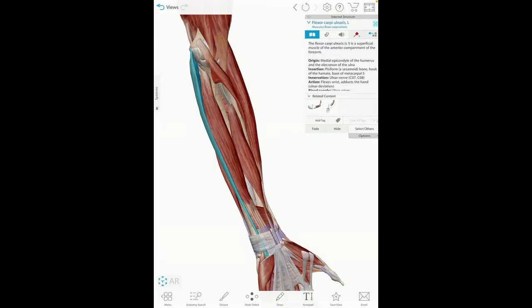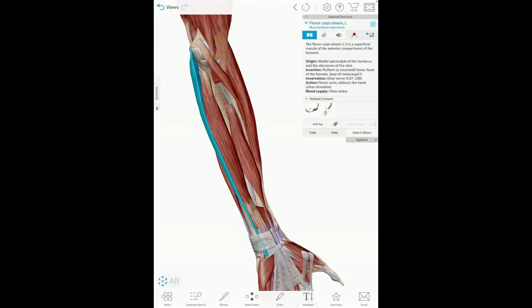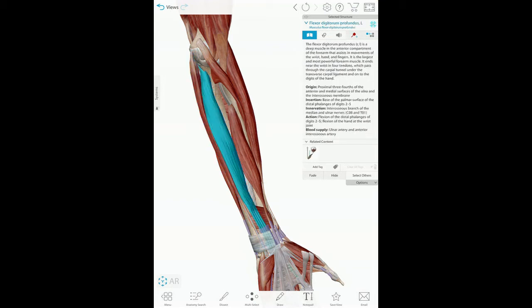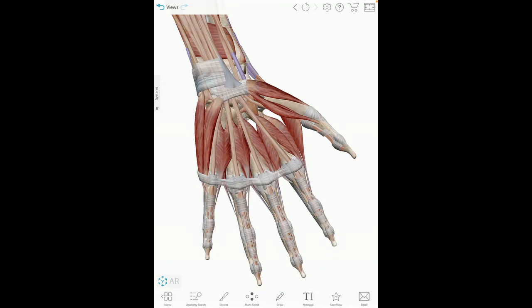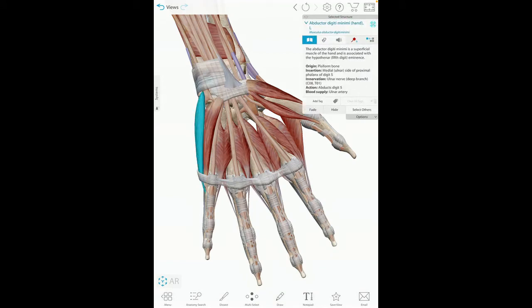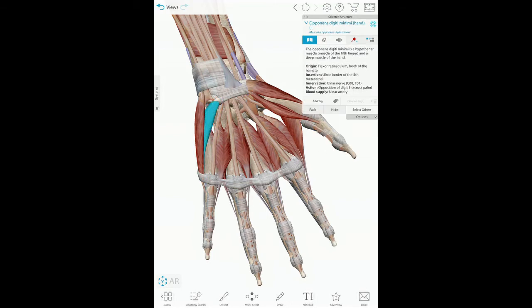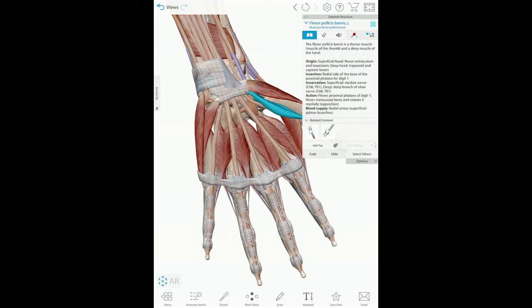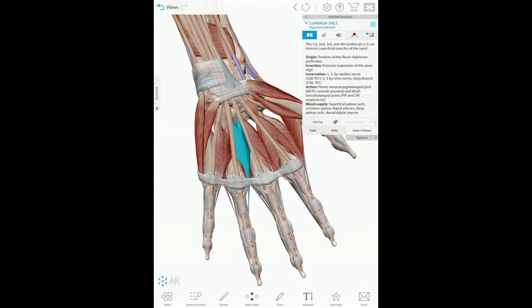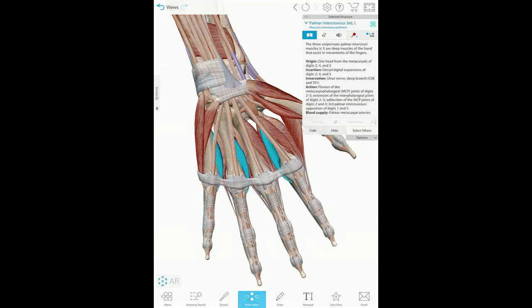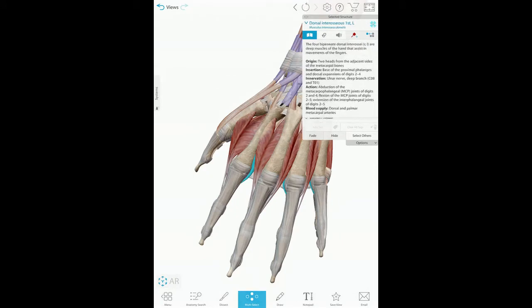In the forearm, it supplies flexor carpi ulnaris in the superficial compartment, as well as half of flexor digitorum profundus in the deep compartment. In the hand, it supplies abductor digiti minimi, flexor digiti minimi, opponens digiti minimi, the deep head of flexor pollicis brevis, lumbricals 3 and 4, palmar interossei, and dorsal interossei.